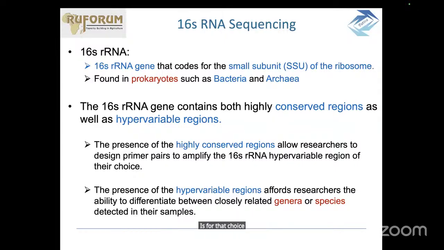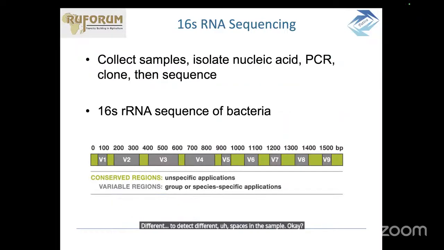That's why when people are doing metagenomics in microbes, especially in bacteria, they use 16S because of those two regions. The hypervariable regions allow the researchers to detect different species in the sample. Okay? So this is how you do it.